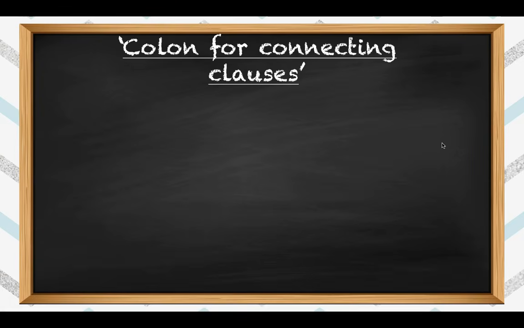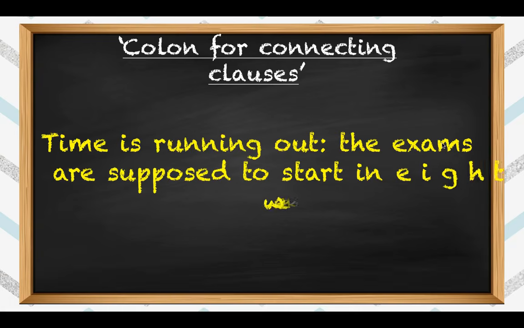Another way we use colons is similar to the semicolon, to link 2 independent clauses where one relies on the other to give more information or to explain it. For example, time is running out to make a decision: the exams are supposed to start in 8 weeks. On their own, both clauses, both groups of words, either side of the colon, make sense on their own grammatically.